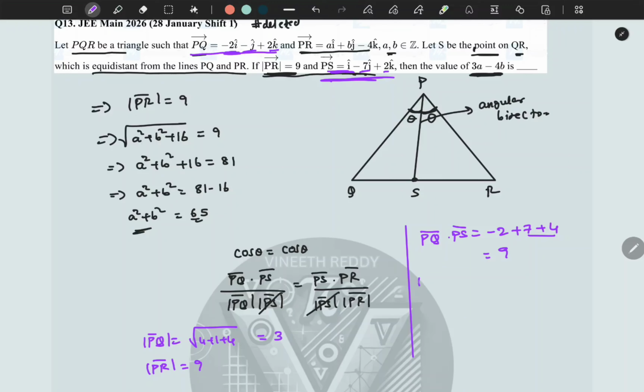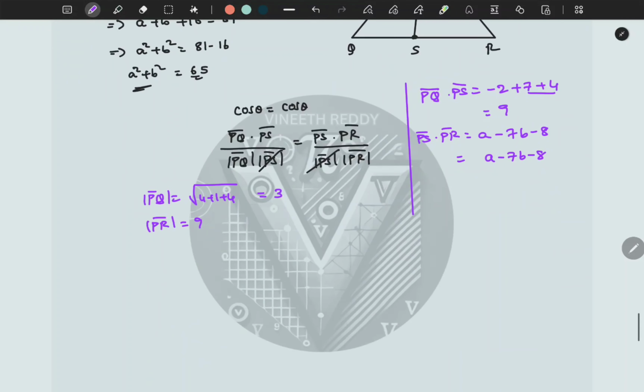So PS, let me write down that also. PS dot PR: 1 into A is A, minus 7 into plus B is minus 7B, plus 2 into minus 4 is minus 8. So ultimately we get A minus 7B minus 8. Okay, so let me write down that in this equation, dear students.